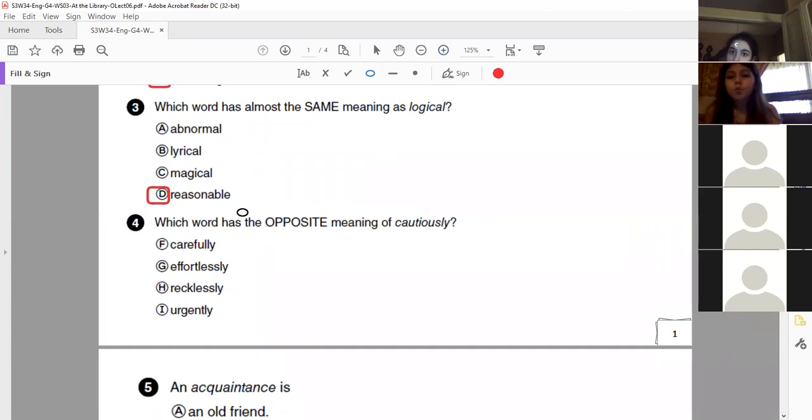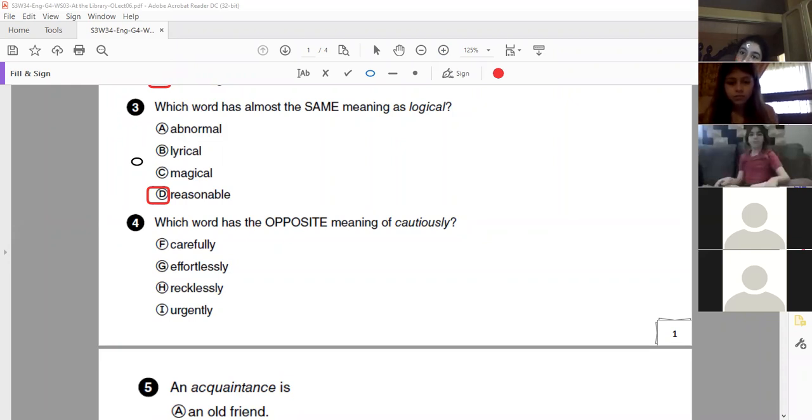Number 4. Which word has the opposite meaning of cautiously, Ghadir? Cautiously? Yes, the opposite of cautiously. When you move something cautiously, it means you're moving it carefully or not carefully? Carefully. Exactly, so carefully is the meaning. It's not the opposite. So you still have effortlessly. It means without effort. Recklessly and urgently. So which one here is the opposite of cautiously? Urgently? Urgently is the opposite.